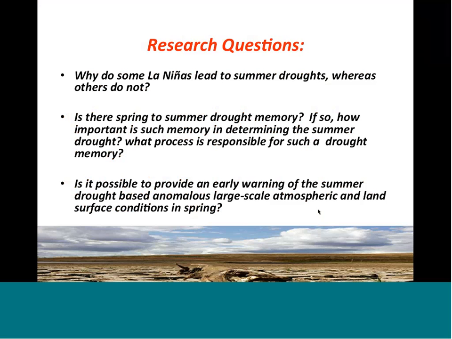We often turn to soil moisture memory, especially during the spring to summer period. But we don't know whether there is true soil moisture memory. If so, how important is such memory in determining the summer drought? What processes are responsible for such drought memory? And finally, we'd like to know whether, if the spring to summer drought memory did exist, it would be helpful in providing early warning of summer drought.